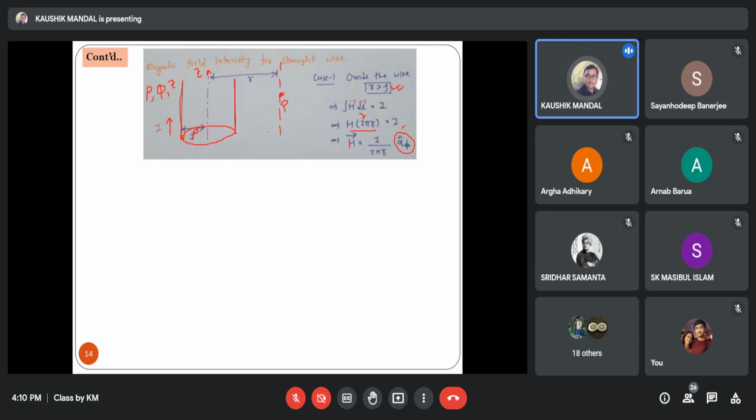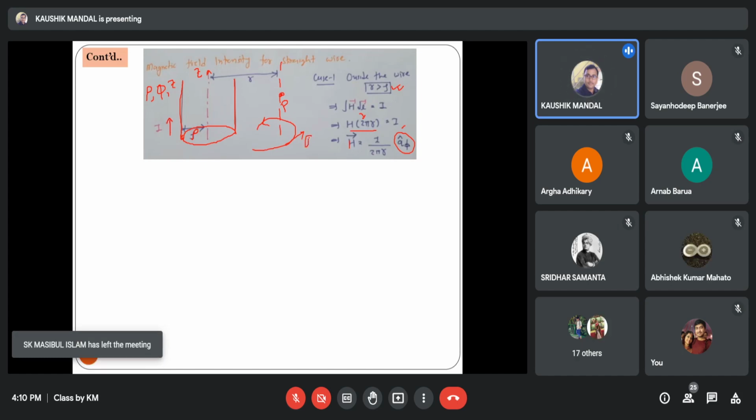What is the direction of magnetic field? The direction of magnetic field will be like that, anti-clockwise. So what will be the unit vector along this magnetic field? That will be in the direction of phi. If you go through the cylindrical coordinate system, the direction of magnetic field, the unit vector will be phi. That's why it is represented by phi.